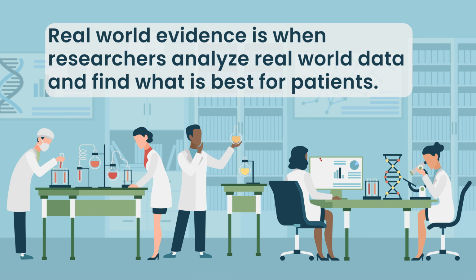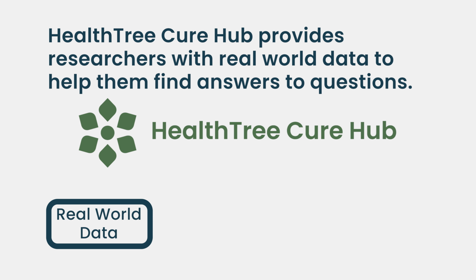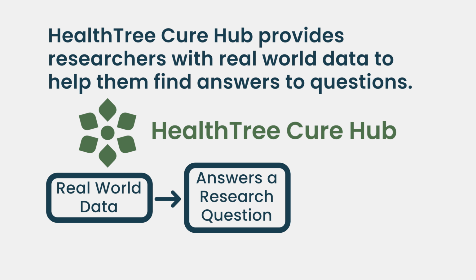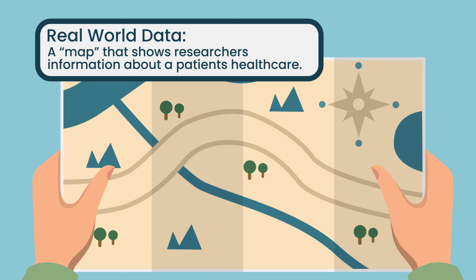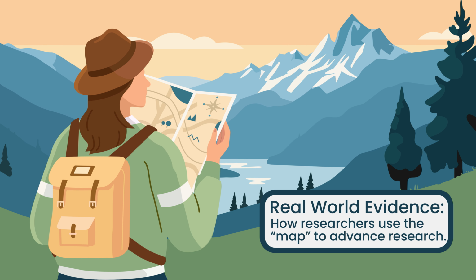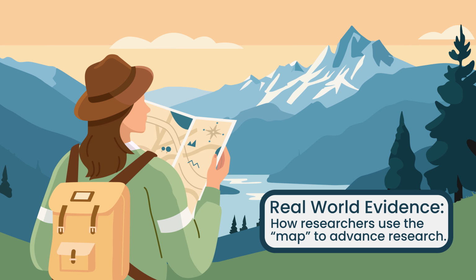Real-world evidence is what we do when we take those real-world data and try to analyze them in a way that adjusts for some of the complexities inherent to them, to figure out what makes the most sense for patients. We'll discuss several examples of that where we use real-world data, in this case through HealthTree Cure Hub, to help identify a research question and to answer that question. And the answer to that question would be real-world evidence. Real-world data would be just looking at a map, and real-world evidence would be using that map to figure out the directions where we want to go with our trip, or something along those lines.